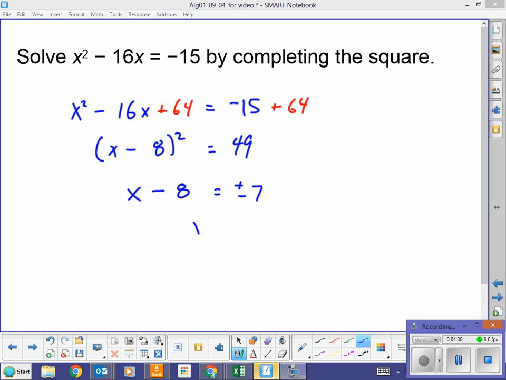Okay, so now I can add 8 to both sides. So x will equal 8 plus 7 is 15, and 8 minus 7 is 1. And those were our 2 solutions there. Okay, that's solving by completing the square.